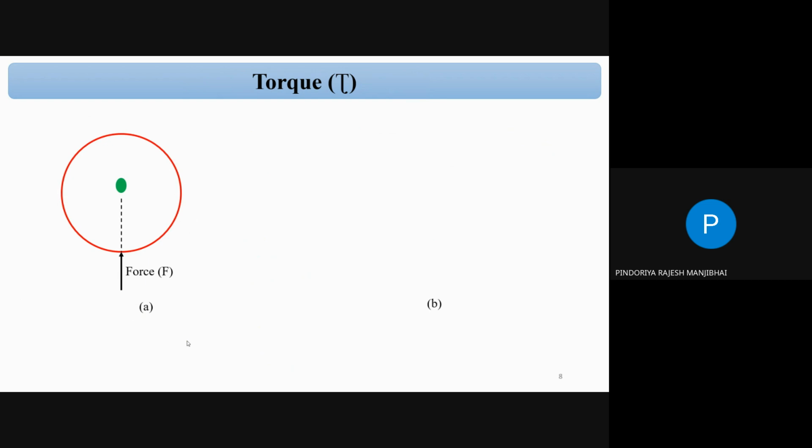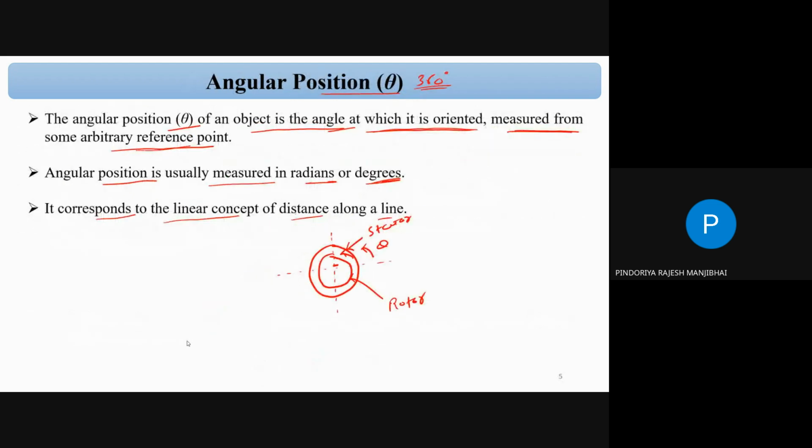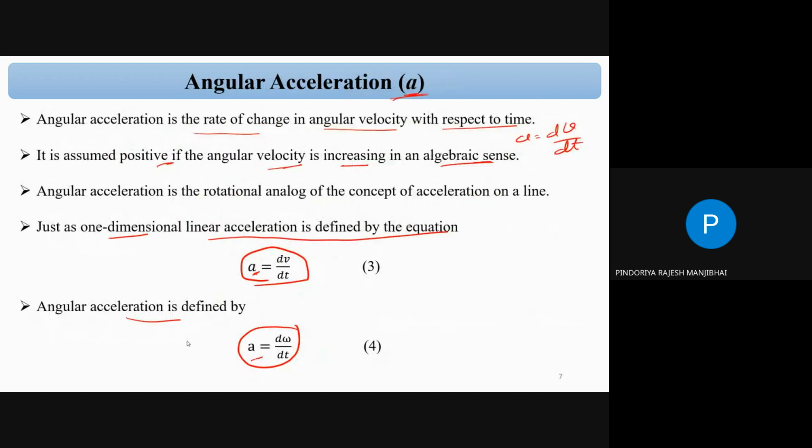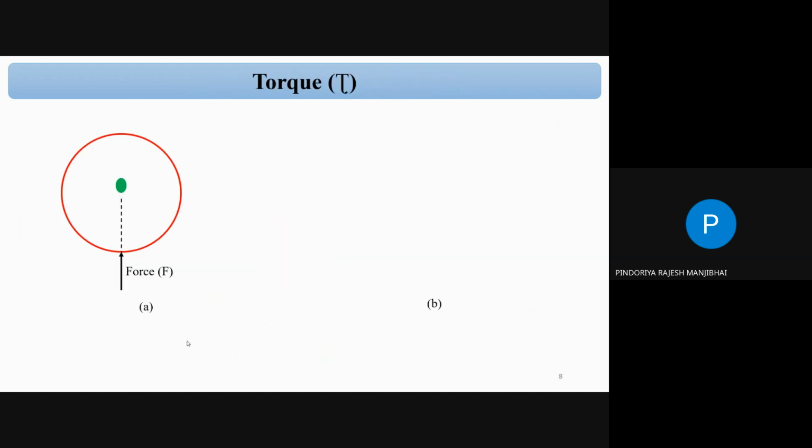Now torque. Whenever we analyze electric machines, we have to analyze the torque and the speed. How we take the torque and speed depends on angular and rotational motion. That's why I discussed angular velocity, angular position, and acceleration. And then torque. So how can we define the torque? Torque is your force into distance.